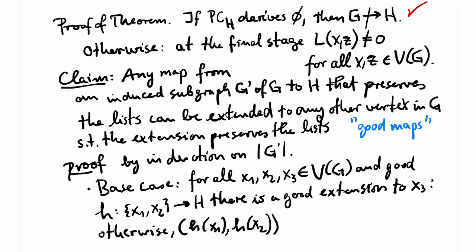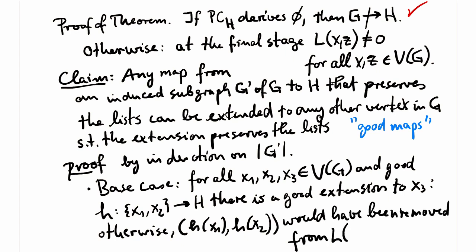The base case is that for all vertices x1, x2, x3 of G, and for every good map from x1 and x2 to H, let's call it little h, there is a good extension to x3. Otherwise, the pair (h applied to x1, h applied to x2) would have been removed from the list for x1, x2 by the path consistency procedure.